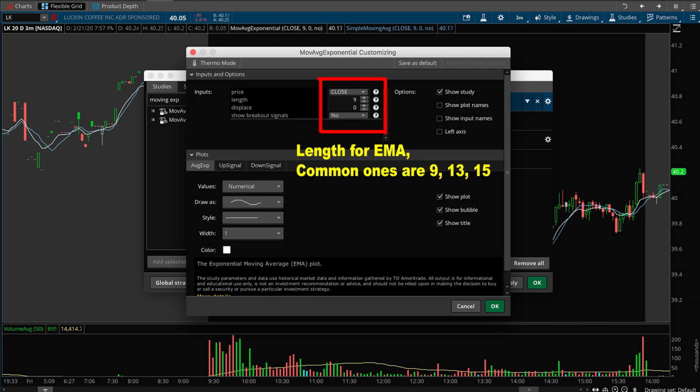Some other common ones the traders love to use are the 13 EMA and the 15 EMA. And honestly, you can't tell much difference. Again, this is just my own opinion as a trader who no longer uses most of these indicators out there. I'm sure there are people who swear by it. So using this VWAP and 9EMA is very simple.